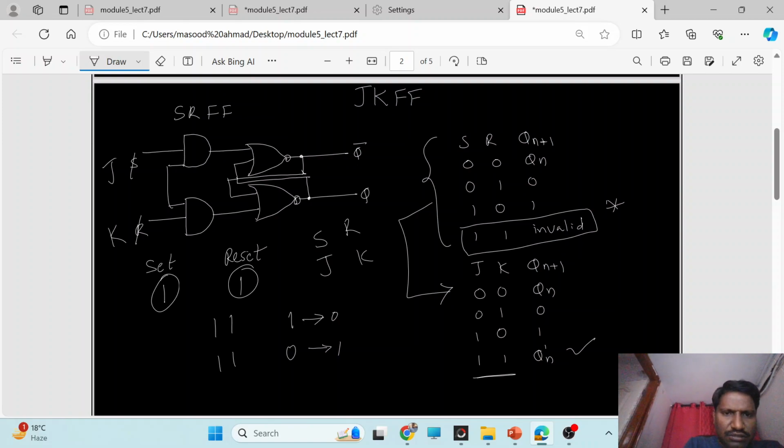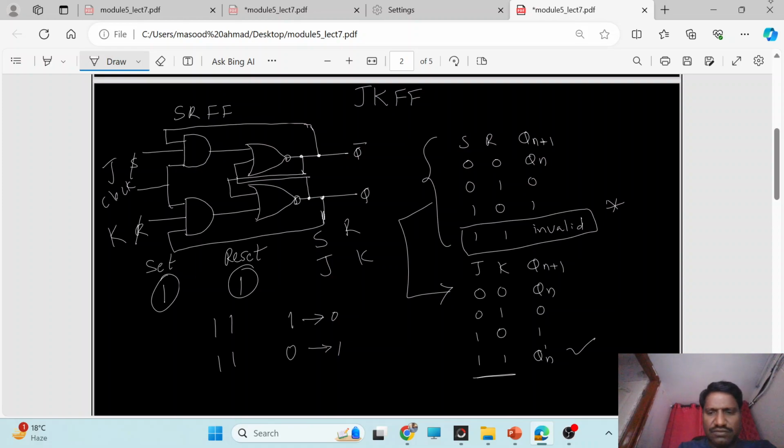So we will be taking a feedback from Q bar to J as input over here, and from here I am taking a feedback and giving it to K from Q. Now this becomes an SR flip-flop. Whatever is here may be enable or clock. If it is enable, it will be a latch. If it is a clock, it will be a flip-flop, right?